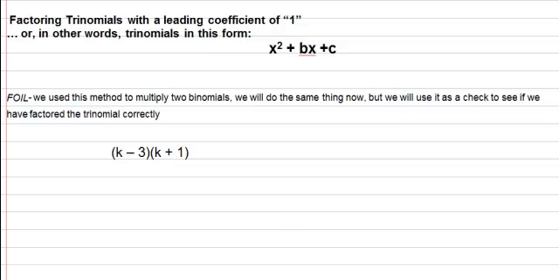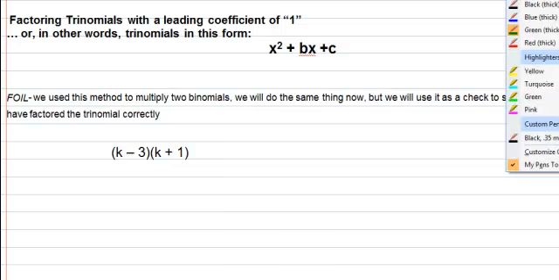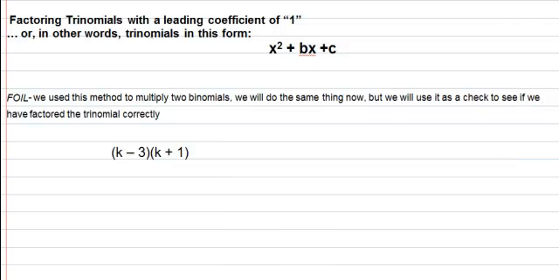So when we look at these, we see that there is no coefficient here, and that tells us that there's that leading coefficient of 1. So this is a special type of trinomial, and we have some things that we can use to make these kind of nice to do without getting too stressed out.